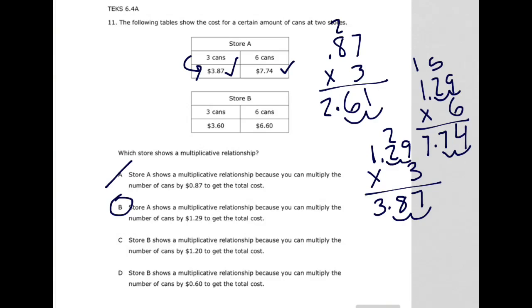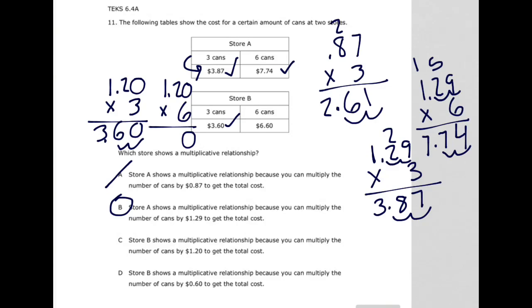And I should check the other two, so real quick, I'm going to check for C. It says store B shows a multiplicative relationship because you can multiply the number of cans by $1.20 to get the total cost. So I'm going to take $1.20 times 3. 3 times 0 is 0. 3 times 2 is 6. 3 times 1 is 3. Move it twice. $3.60. That works. So let me try $1.20 times 6. 6 times 0 is 0. 6 times 2 is 12. 6 times 1 is 6, plus 1 is 7. $7.20, which does not work for 6 cans, so it can't be C.